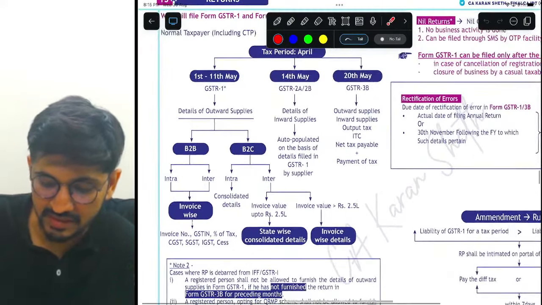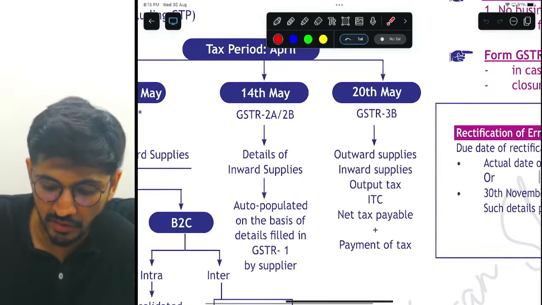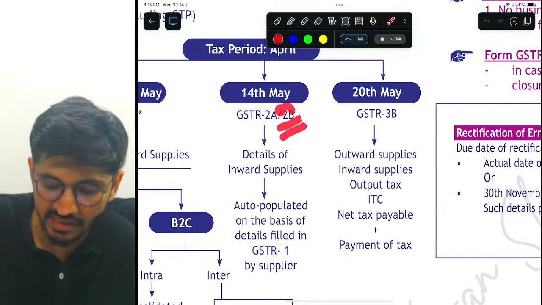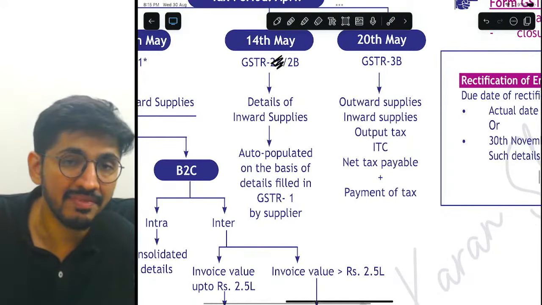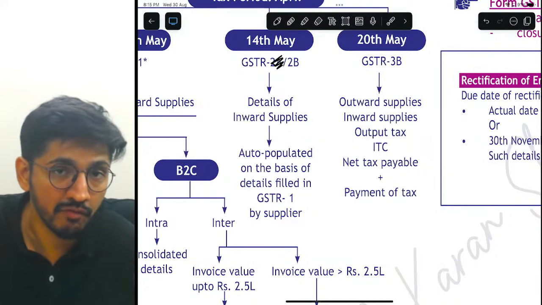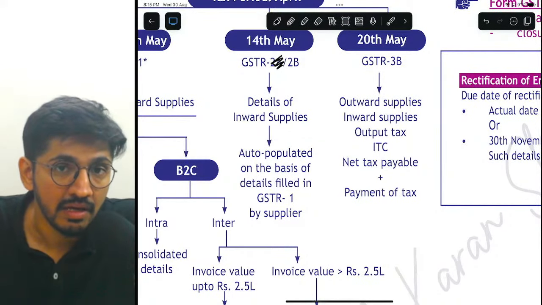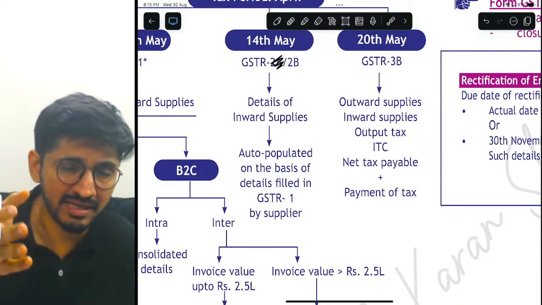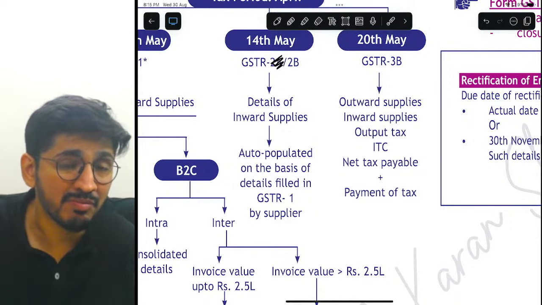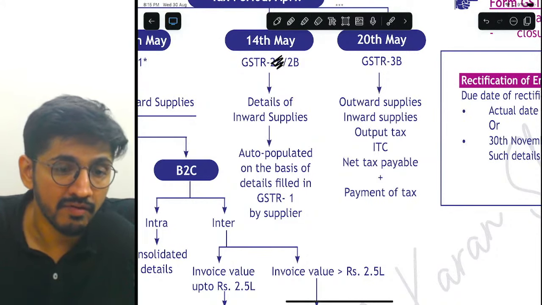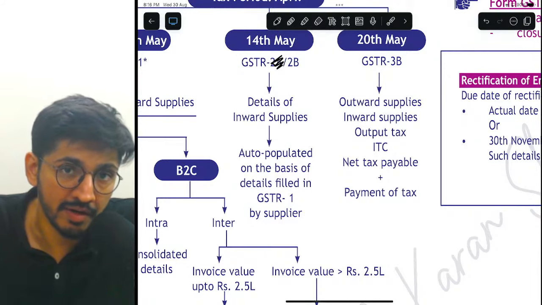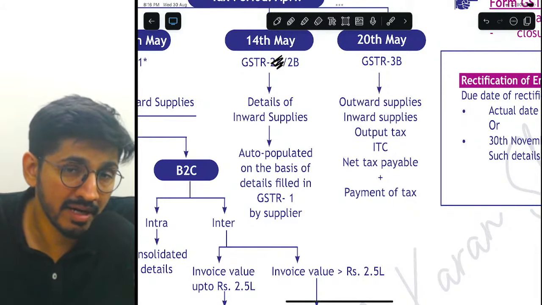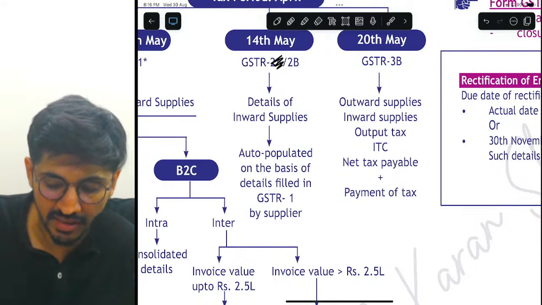So that's there. Now on 14th of May, GSTR 2B is what exists now. So we will only focus on 2B, we will not focus on 2A. Obviously, you will get the details of inward supply on the basis of the outward supply that someone has done as a supplier. The supplier will file under GSTR 1 and in 2B, the same details will be auto-populated, my dear friends, at the recipient's end.